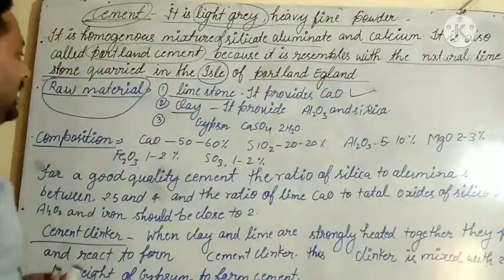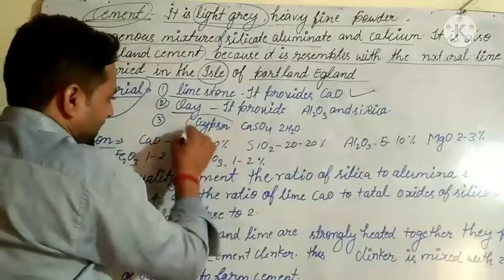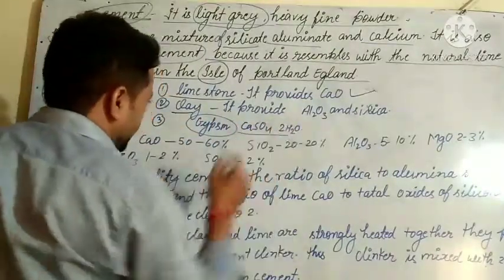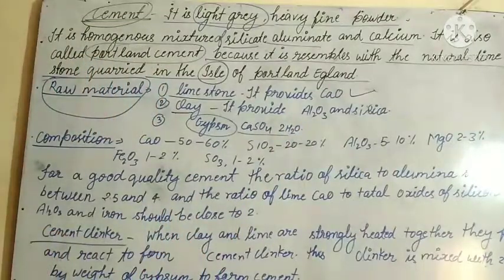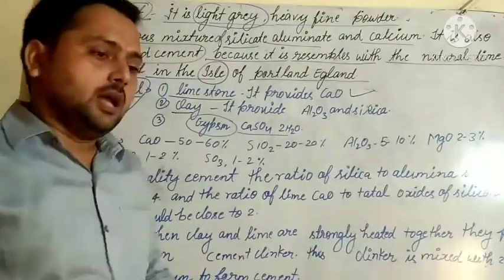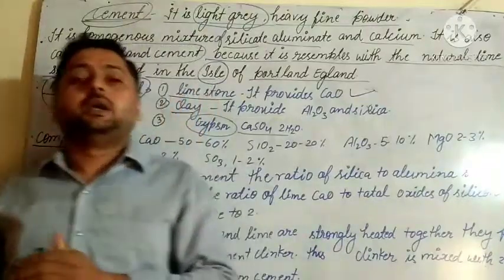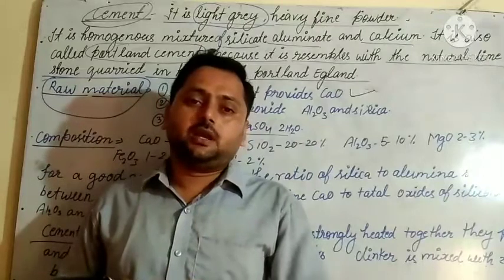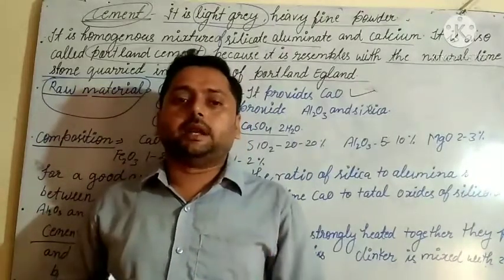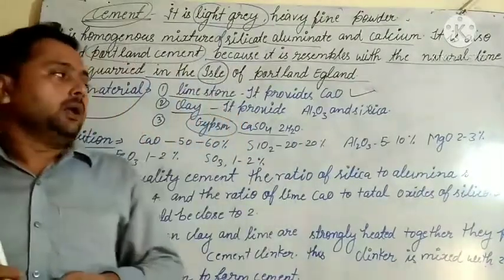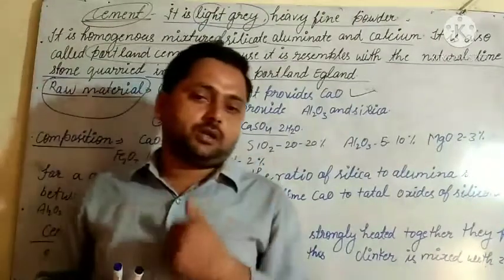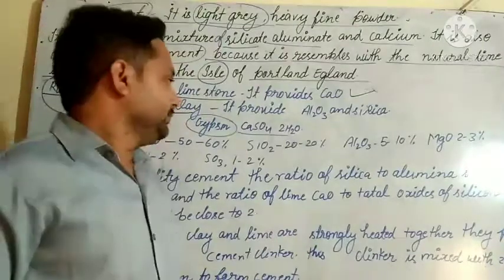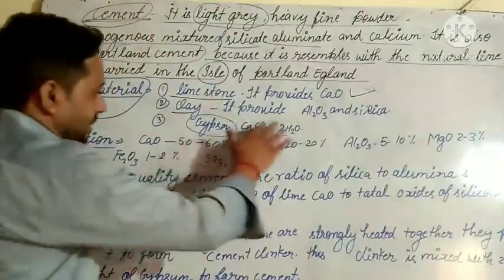Next is gypsum. We have already discussed gypsum. The formula of gypsum is CaSO4·2H2O. We discussed it in the preparation of plaster of Paris, where gypsum was heated at 393 Kelvin, loses water molecules and changes into plaster of Paris. So we have already discussed this.